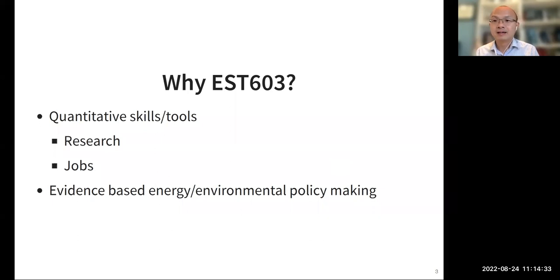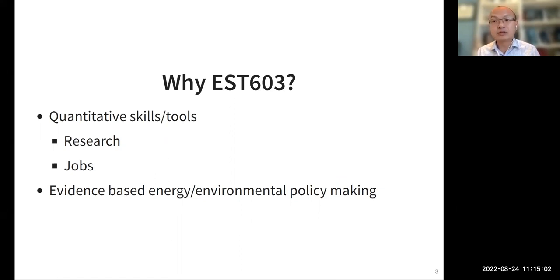So through EST 603, I hope you will be equipped with those kinds of skill sets. For sure, we will give you a big picture of different energy systems, and models to analyze those systems.